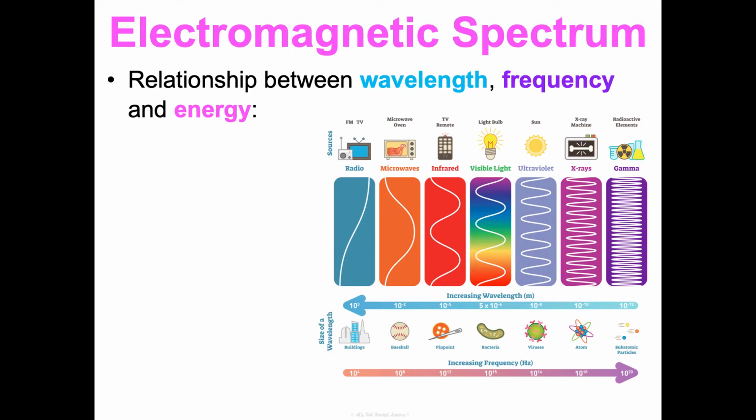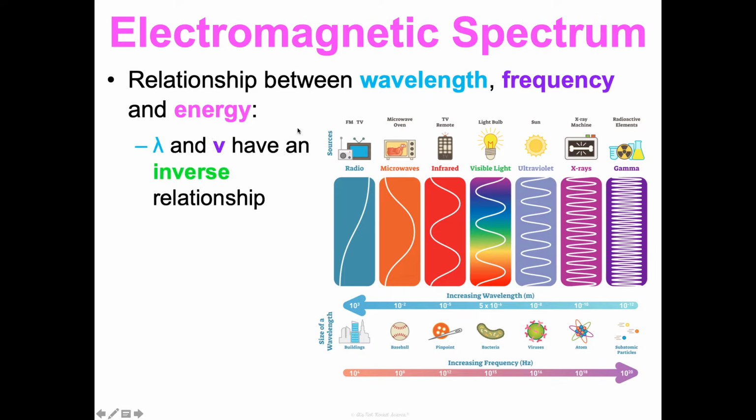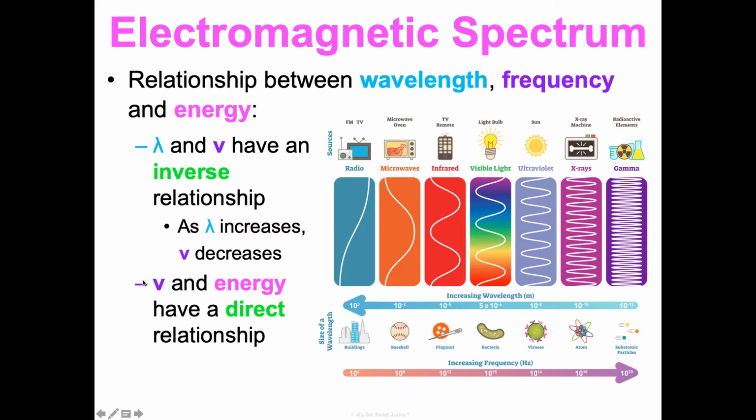Okay. Let's talk a little bit more about the relationship between wavelength, frequency, and energy because I showed you some trends. You can kind of see them again in this picture too, but let's talk about these. Wavelength and frequency have an inverse relationship, meaning as one goes up, the other goes down, and vice versa. So as wavelength increases, frequency decreases. But frequency and energy have a direct relationship. So as one goes up, the other goes up, and vice versa.